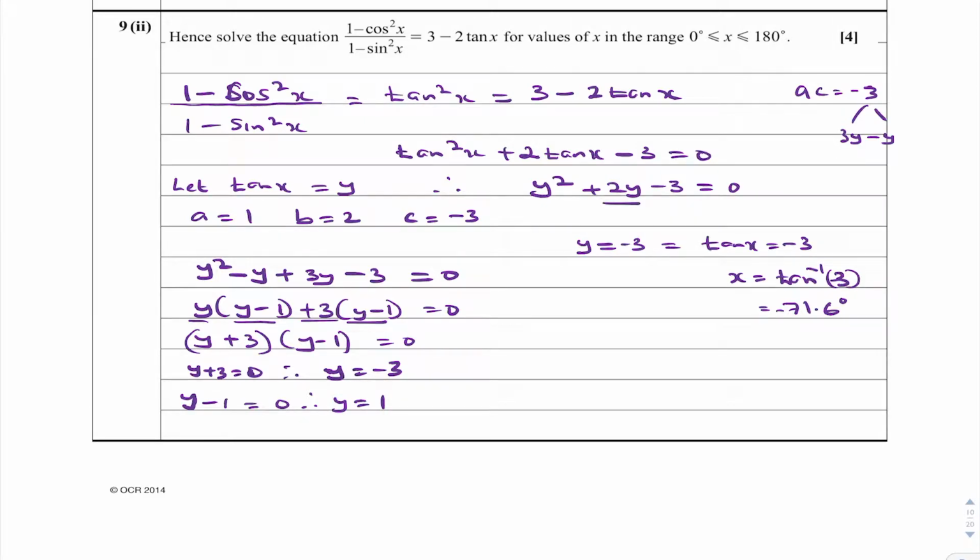What about when y equals 1? That gives us tan x equals 1. Therefore, x equals tan inverse 1. So tan inverse 1 is 45 degrees. So that will be x is 45 degrees. Now we need to find the range between 0 and 180 degrees.